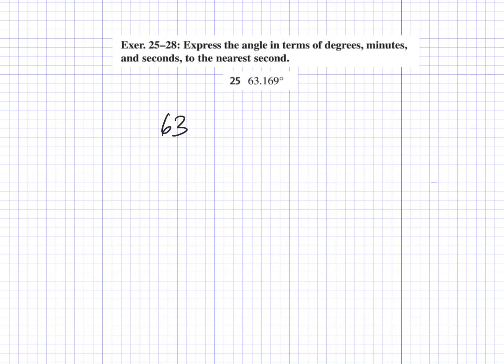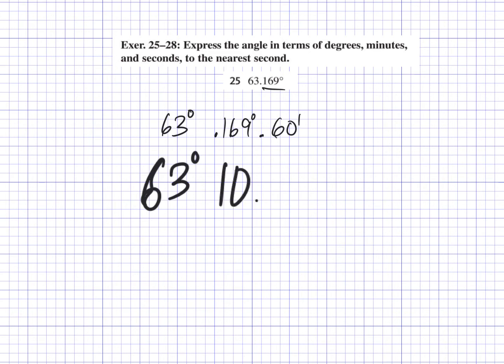All right, so you have 63 degrees. So what is 0.169? So 0.169 degrees times 60 minutes. That'll tell you how much of the minutes you have. All right, so 0.169 times 60. That gives me 10.14. All right, so we have 63 degrees, 10.14 minutes. Now we take the 0.14 and times 60 seconds because we're wanting this to be in second form.